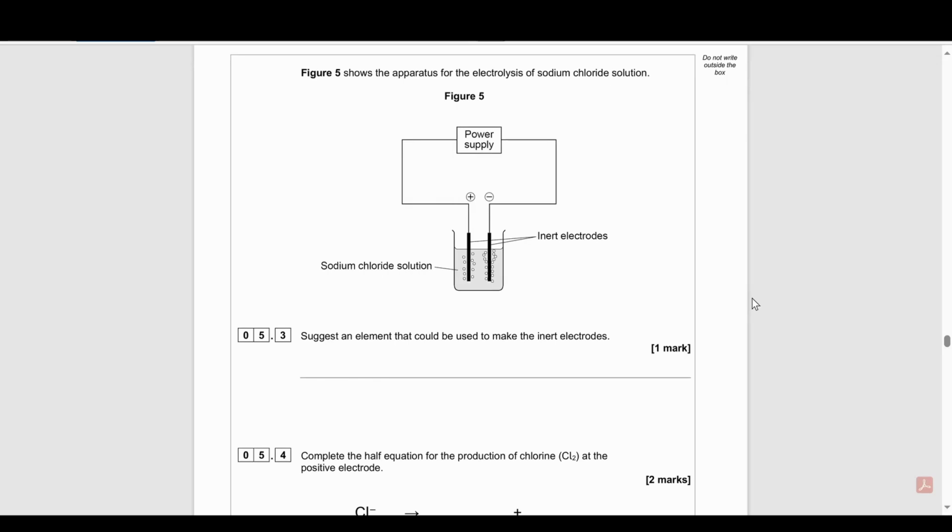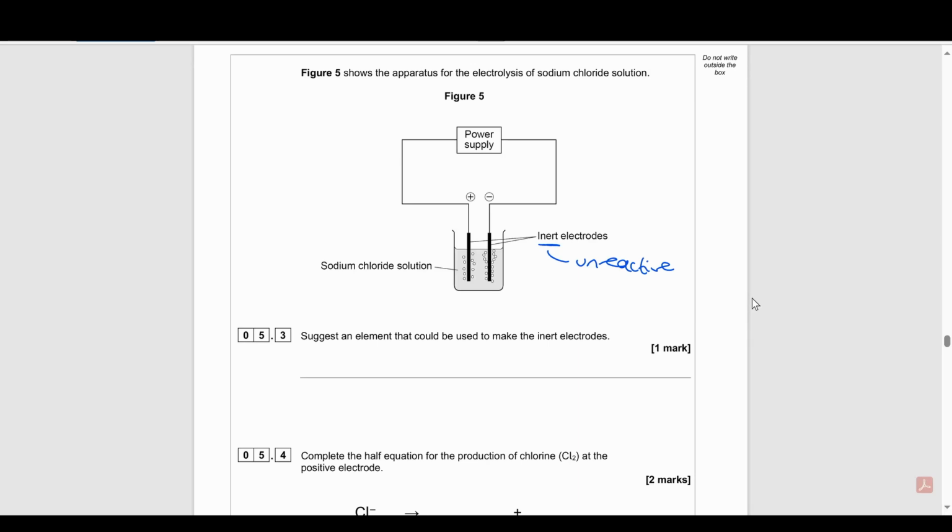Figure 5 shows the apparatus for the electrolysis of sodium chloride solution. So here is our setup. We've got a power supply, and then through wires, it's connected to two inert electrodes, which are placed in a beaker containing sodium chloride solution. Reminding ourselves that this word inert means unreactive. So being placed in the sodium chloride solution means the electrodes will not react.